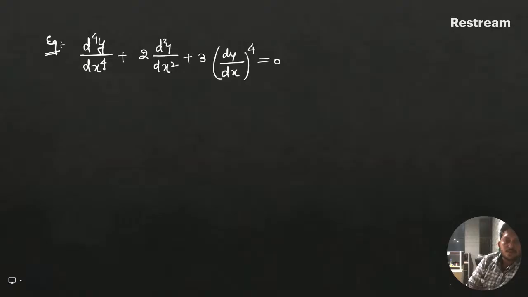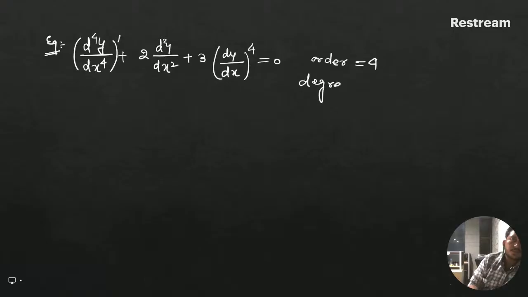So can you say what the order of this differential equation is? The power of the highest derivative is only one here, and the order is 4 and the degree is 1. Okay.